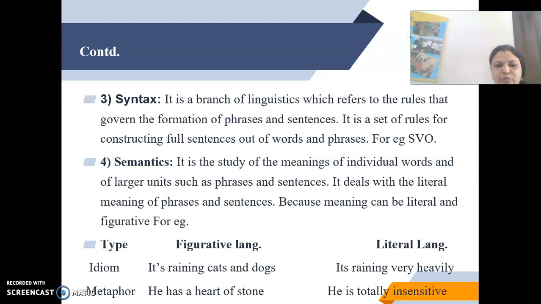Our next component is semantics. Semantics is the study of the meaning of individual words and of larger units such as phrases and sentences. It deals with the literal meaning of phrases and sentences, because meaning can be literal and figurative also. It is thus inherent at the level of words, phrases and sentences.